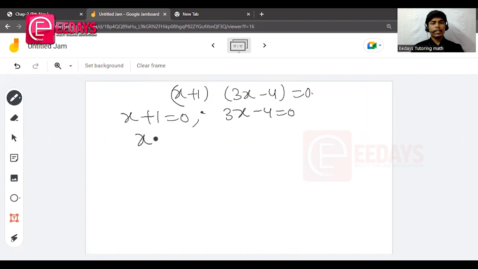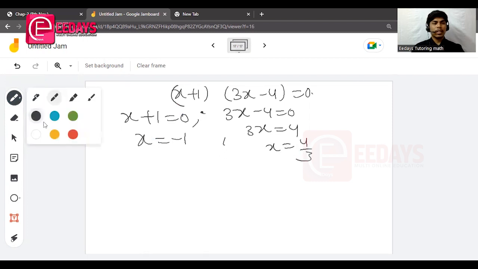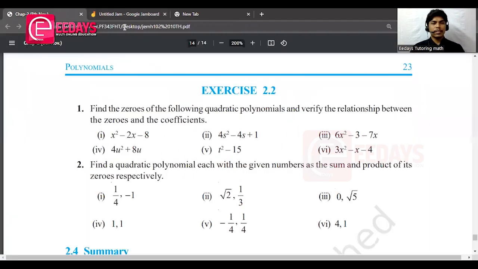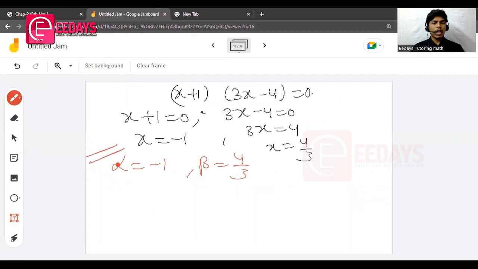Okay. Now x is equal to minus 1. 3x is equal to 4. x is equal to 4 by 3. Okay. Now alpha is equal to minus 1 and beta here is 4 by 3. I hope everyone understood what I'm saying. All right. So beta is equal to 4 by 3. We got alpha and beta.